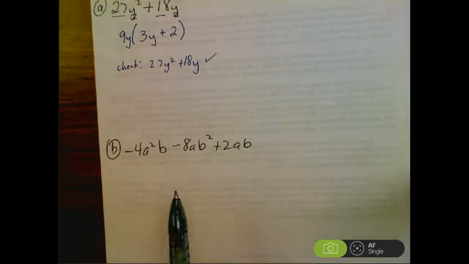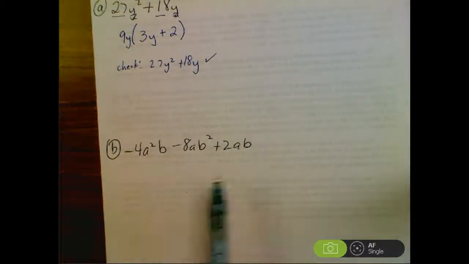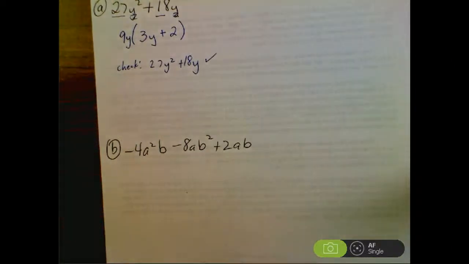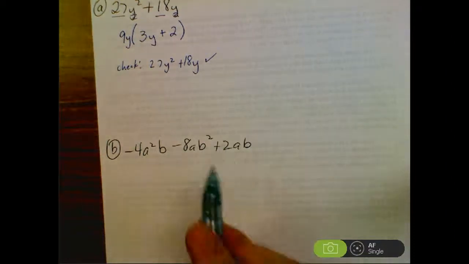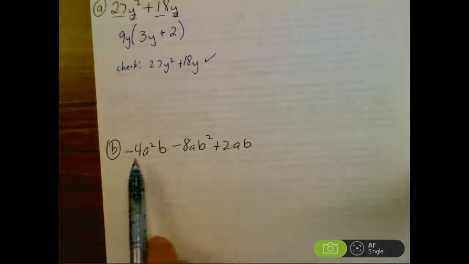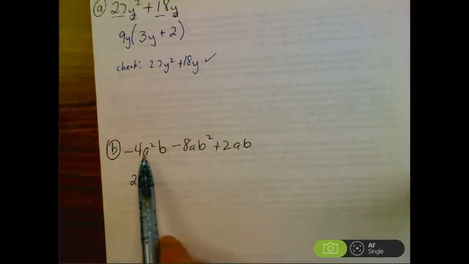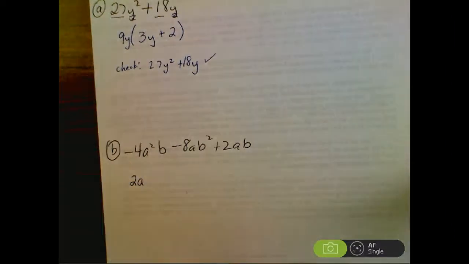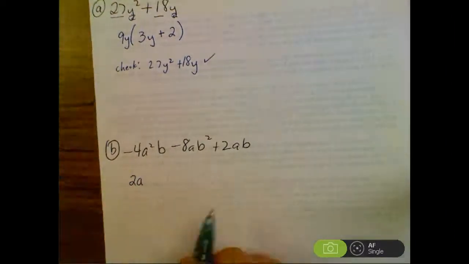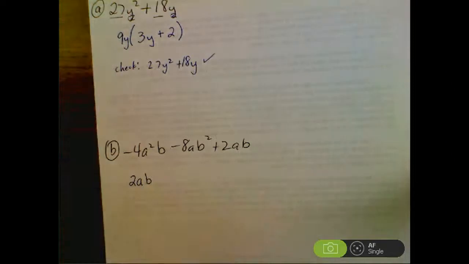Try letter B on your own. Factor out what they all have in common. Letters, numbers, everything they have in common. I'll pause it now. You try it, and then I'll go. First, I look for numbers. So 4, 8, and 2, they all have a factor of 2 in common. Then we look at letters. A squared, A, and A. So let's take out an A. And B, B squared, and B. So let's take out the B.